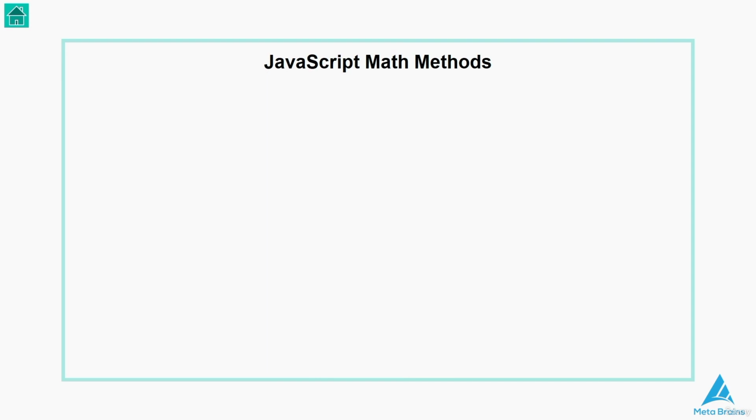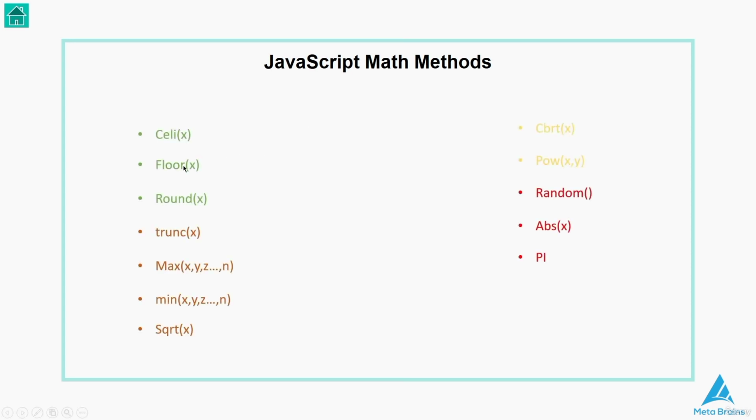In this lecture, we'll see math methods of JavaScript. Like in the previous ones, we've seen the string methods and the number methods, and in the same way, we'll now see the math methods like ceil, floor, round, trunc, max, min, sqrt, PI, abs, random, and so on. So they are all math methods of JavaScript. We'll check them one by one in our VS Code. So basically we'll see how they work and how to use them exactly.